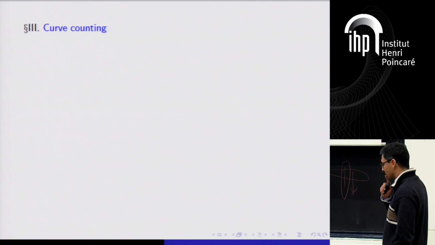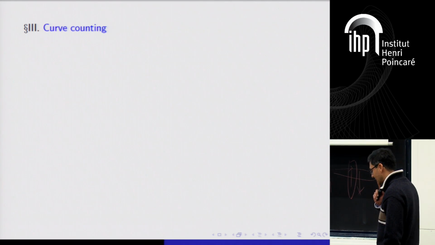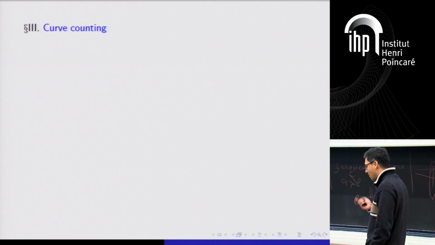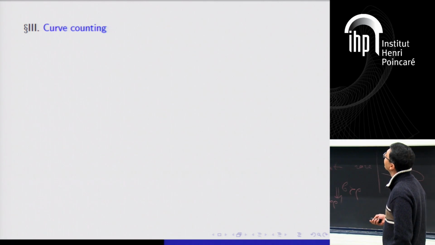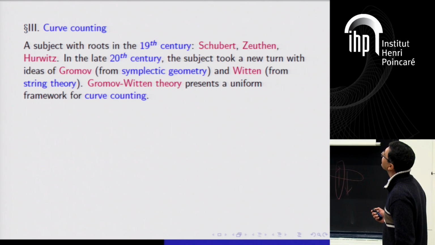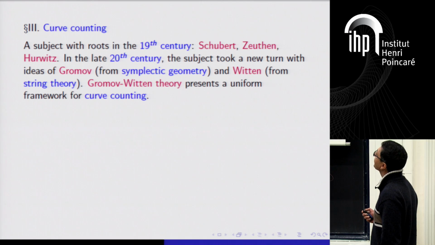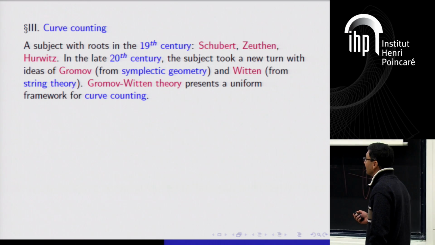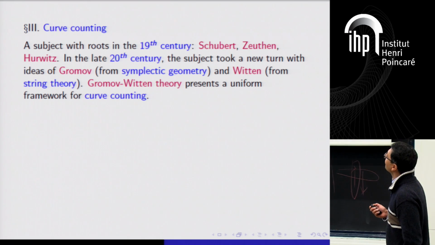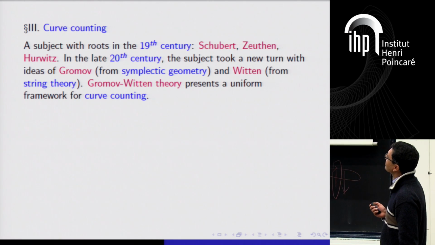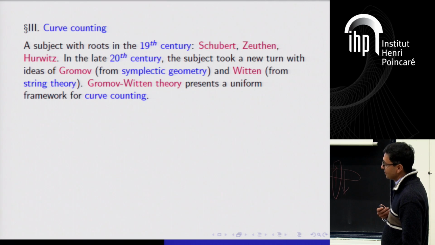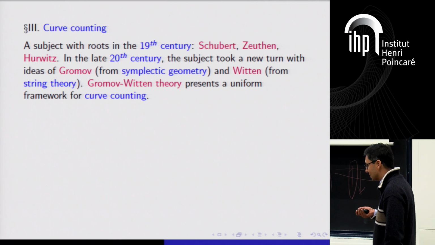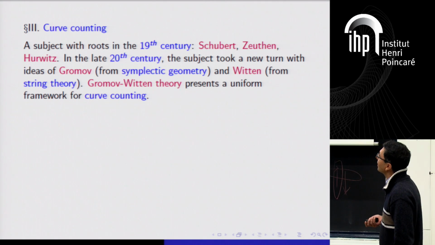OK, so now we come to curve counting, which is: if there are rational curves, how many, etc. And this is a subject with really old roots in the 19th century: Schubert, Zeuthen, Hurwitz. In the late 20th century, the subject took a different turn, related to ideas of Gromov in symplectic geometry and Witten in string theory. And there is now a very nice framework for addressing these questions about existence and counting.